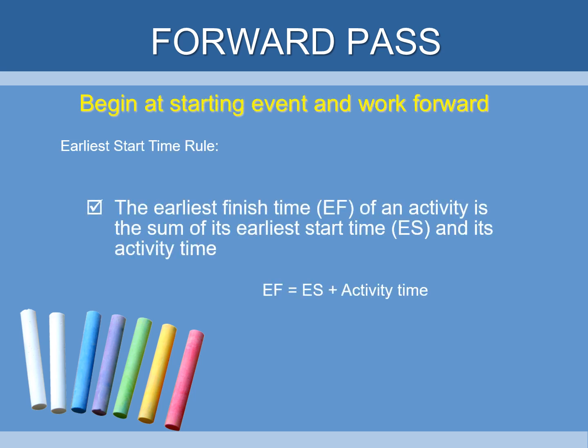In the earliest finish rule, the earliest finish time of an activity is the sum of the earliest start time and its activity time. So the earliest finish would be the earliest start date plus however long it takes to do that activity. In the previous example, it was 2 weeks.